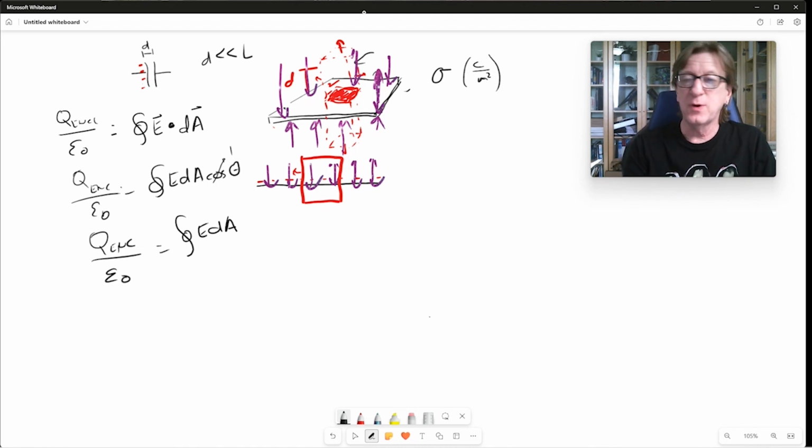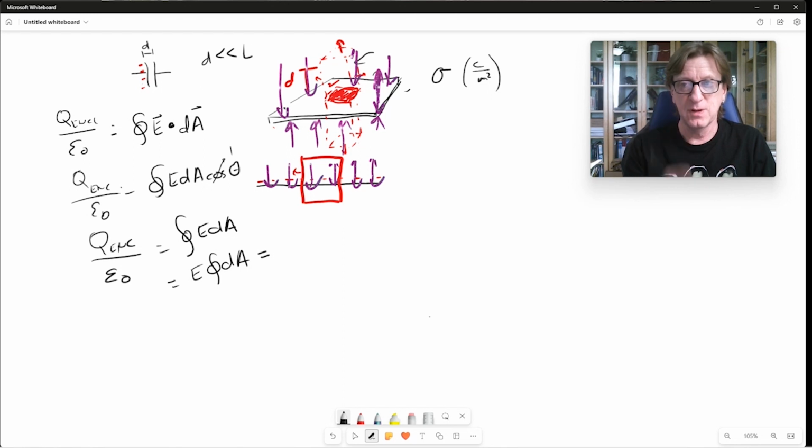Well, the whole point of this was to make sure that E was constant on that Gaussian surface. You chose the Gaussian surface so that it's constant. So that means I can pull this outside, and I'll just write it here. So that's going to be E times the surface integral of dA. Well, the surface integral of dA is just the area.